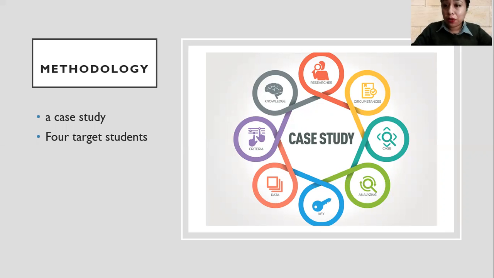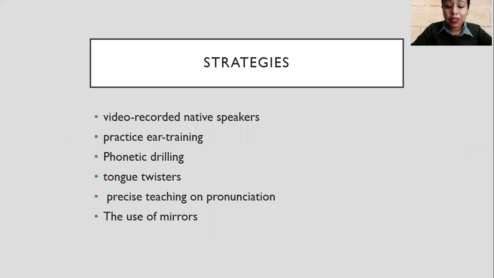Now, the strategies that will be implemented are the following. There's going to be a video recorded by native speakers. Because they are more fluent, students will be able to see a video where they can also see the mouth when the sounds are being used. Also, practice ear training. Even though pronunciation has to do with the mouth, ear training is very important because we have to listen to how the sound is produced in order for us to produce it.